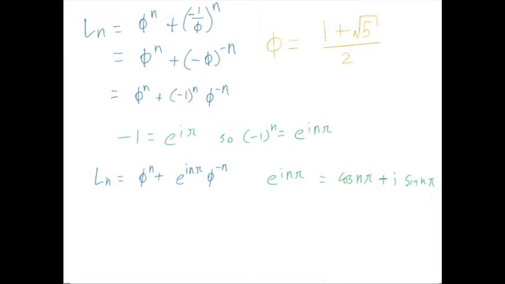And I'm going to make one last substitution. e to the i n pi is the same as the cosine of n pi plus i times the sine of n pi. And that's all we need to do. So here's our final expression. The nth Lucas number is given by the golden ratio to the power of n plus the cosine of n pi plus i sine n pi, times the golden ratio to the power of minus n.